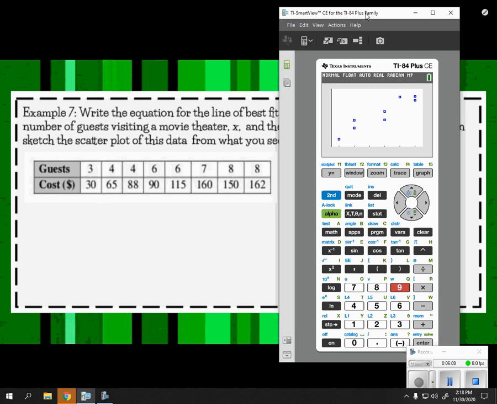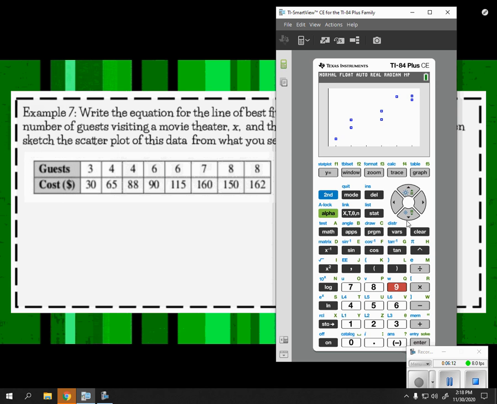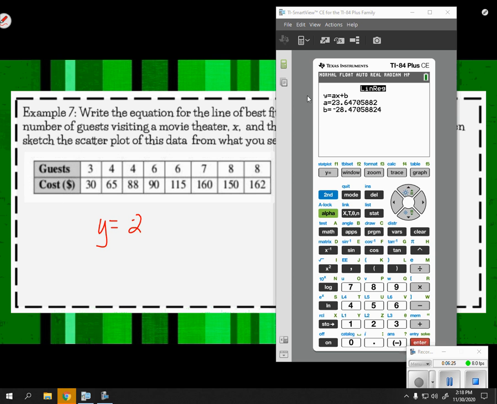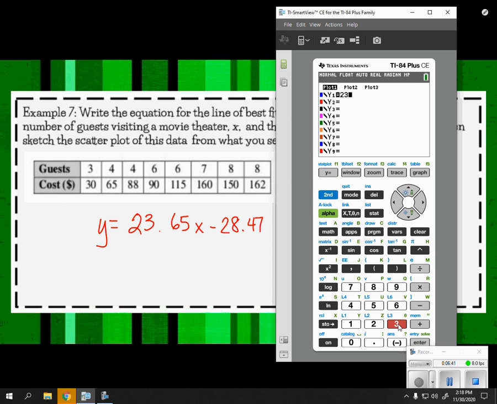So let's work on getting our regression equation. We're going to do stat, right, 4, enter, enter, enter, enter, enter, and there's our equation, and it's going to be y equals 23.65x minus 28.47. And we could stick that into y equals and see how it looks, see if it hits any of our points.